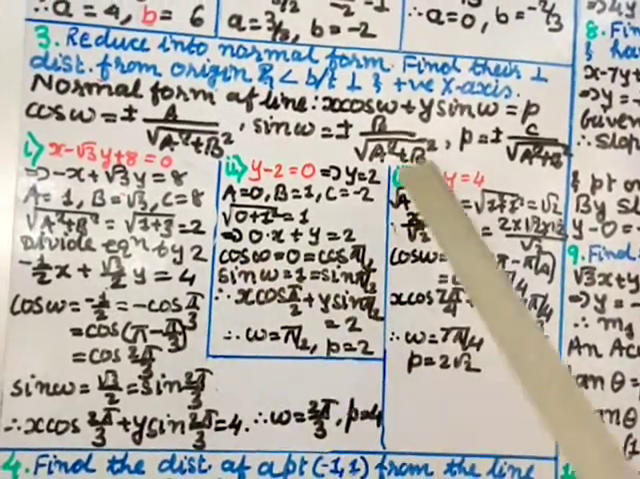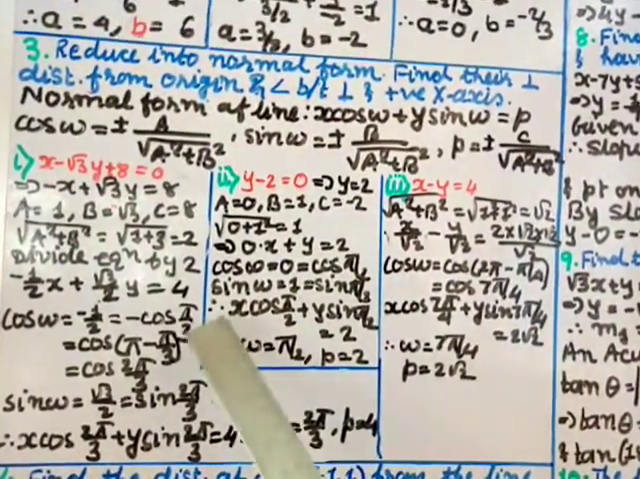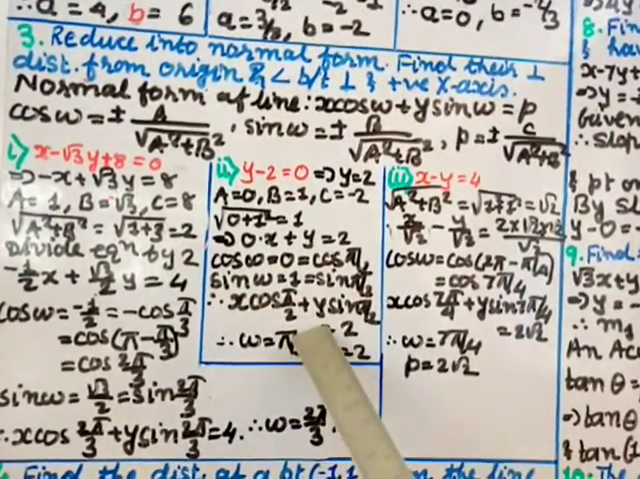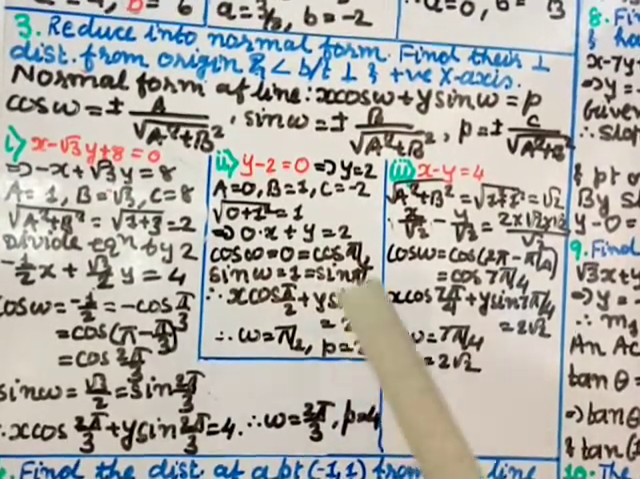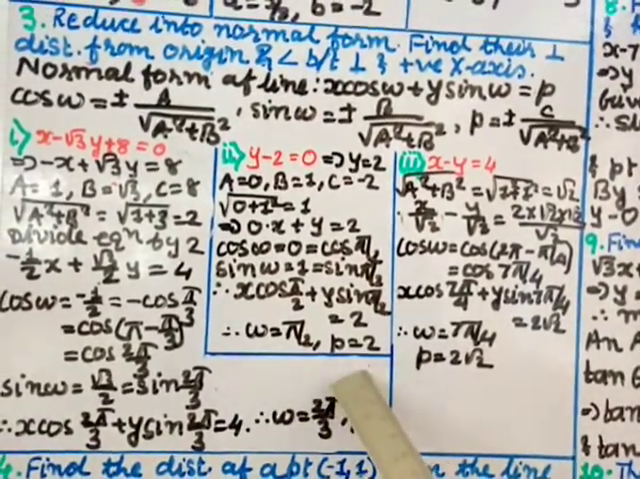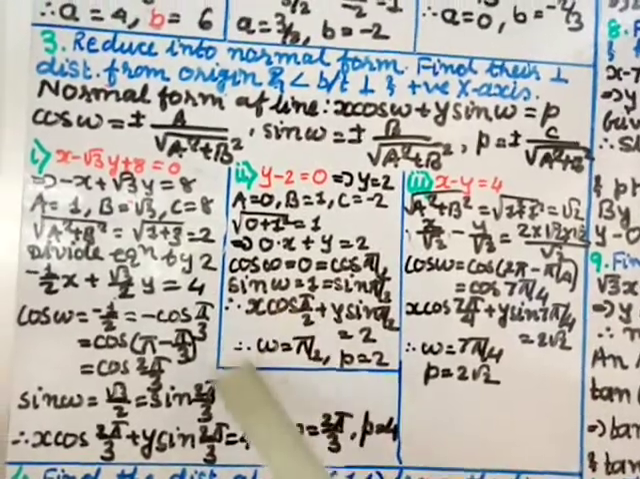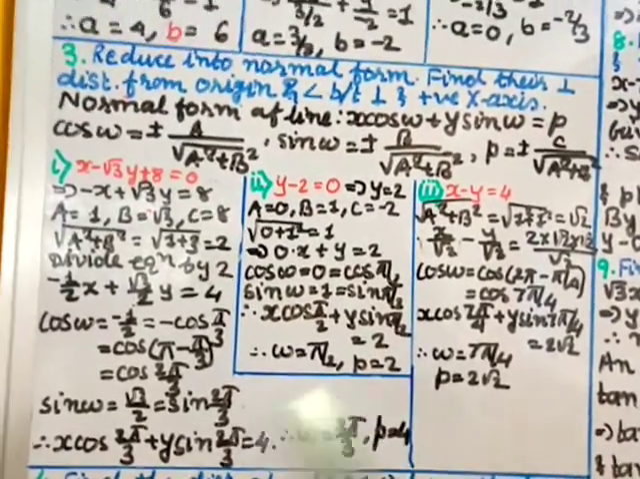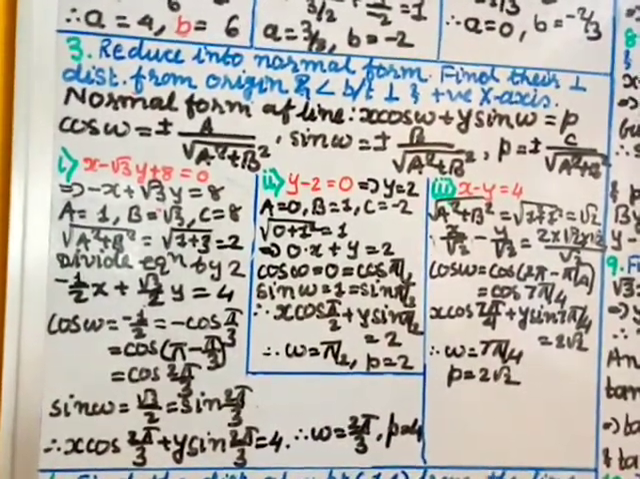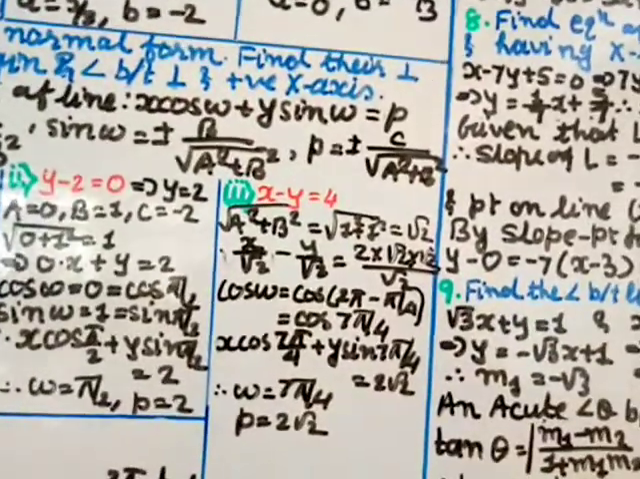So we can write this in terms of normal form as x cos pi by 2 plus y sin pi by 2 equal to 2. That means omega is pi by 2 and p is equal to 2. So this is the angle and this is the length of the perpendicular. Roman number 3, x minus y equal to 4.